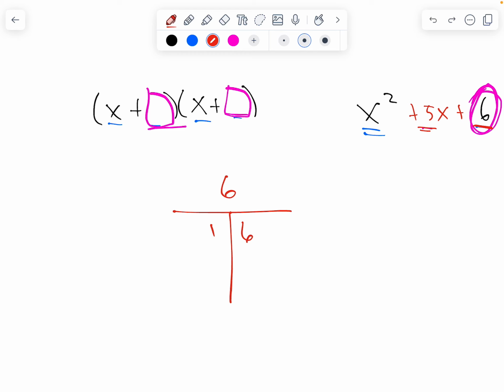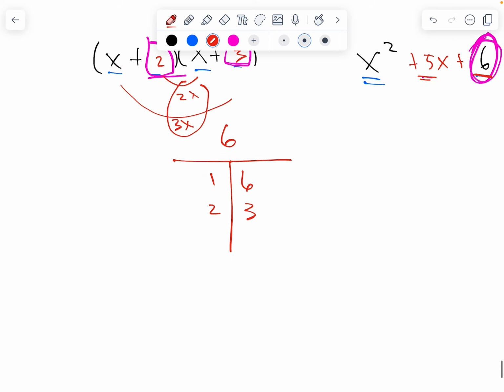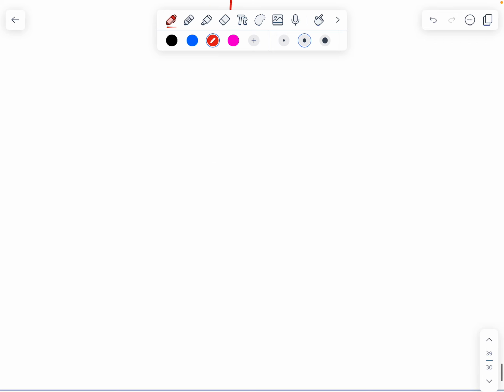Let's keep on going down the list. 2 times 3 also multiplies to be 6, so if I put a 2 and a 3, then the inner loopy is 2x, the outer loopy is 3x, combining the like terms gives me the 5x. So the shortcut in multiplying, well actually let's do this.